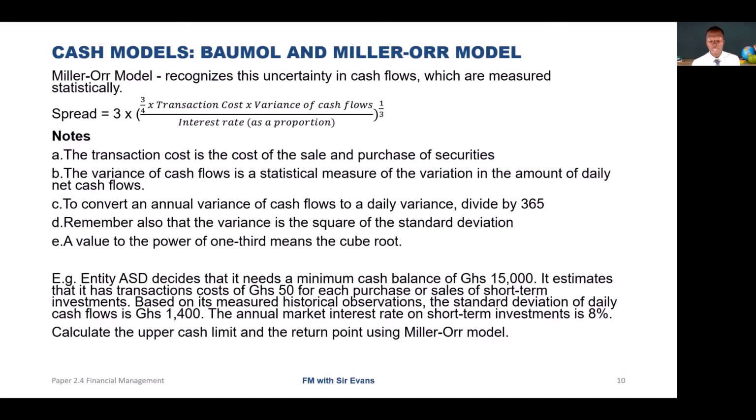3/4 times 50 times 1,960,000 all over 0.000219, all of this raised to the power 1/3. So we'll find a spread of 20,840.